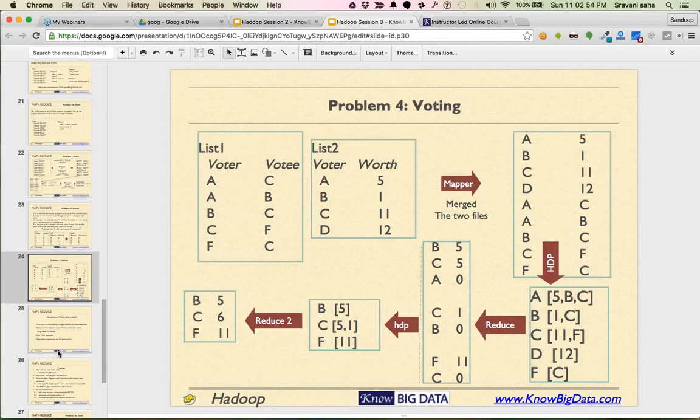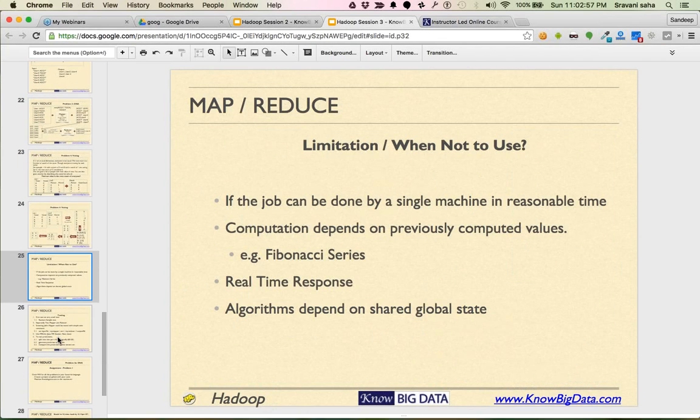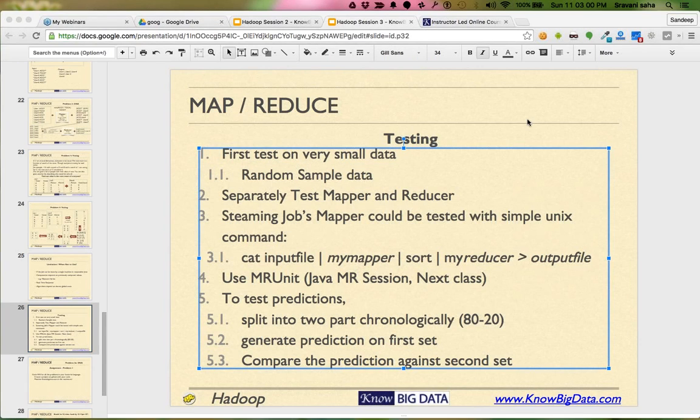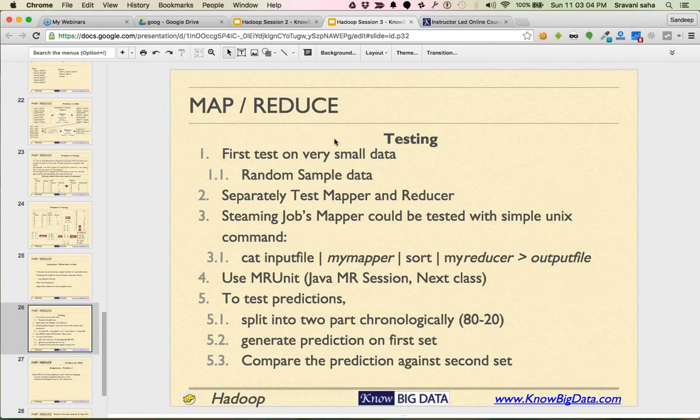All right. So those were the limitations of MapReduce. Now, when we talk about MapReduce, you should first test it on very small data, maybe a random sample of the data. Also, so this is about testing in case of streaming. We will talk about Java again. So first, whenever as a thumb rule, you should test your mapper reducer on small data.